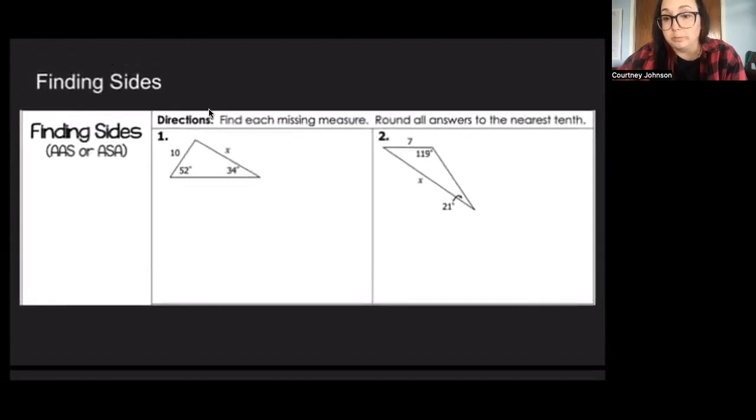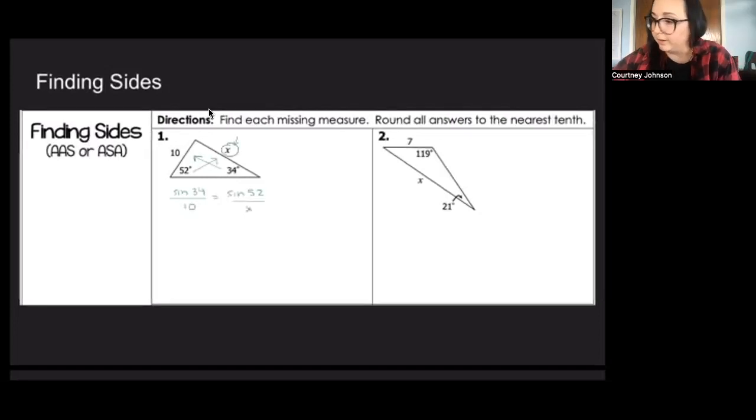So our directions on our homework will be to find each missing measure and round all answers to the nearest tenth. Okay, so let's set this up using our formula. So remember, it's sine A over A, sine of B over B, sine of C over C. So what do we have here? So we can do sine of 34 corresponds to the 10 across, okay? And then the same thing, the 52 corresponds across to the x. So we can do sine of 34 over our 10 equals sine of 52 over our x, because x is what we're looking for. We don't know what x is.